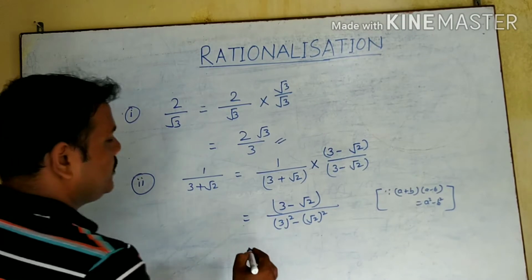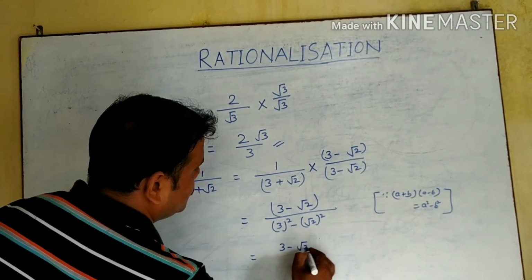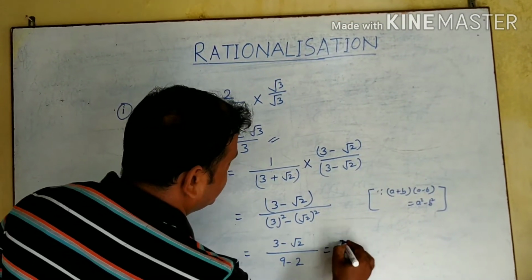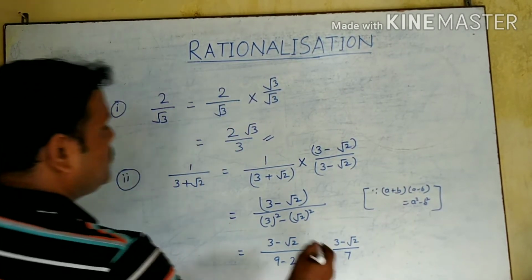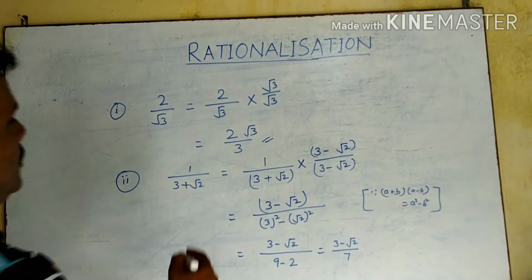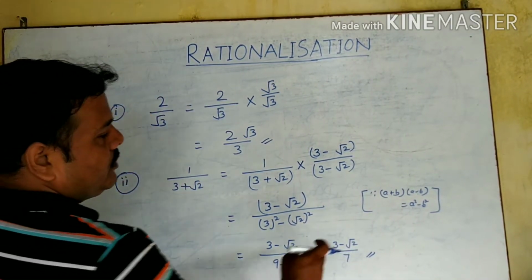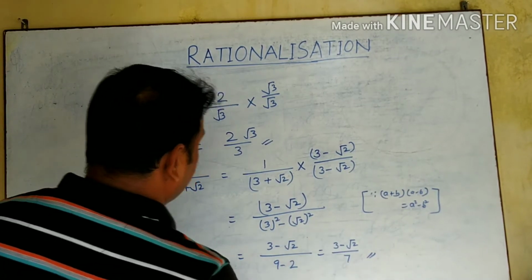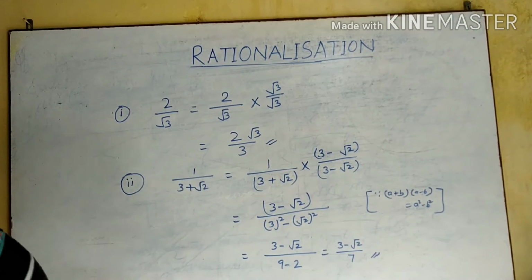Here is the formula. So here the numerator is 3 minus under root 2, and here it will be 9 minus 2. You will get 3 minus under root 2 by 7. So this is the answer when you rationalize this. These two can't be subtracted because one is in root. This one is the number 3, here is 7. Okay, now we will discuss another question.